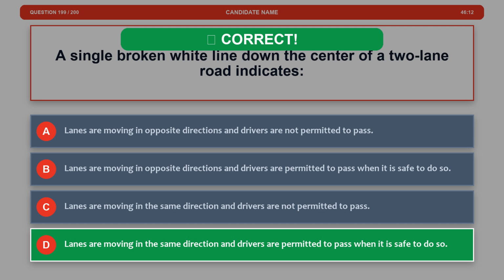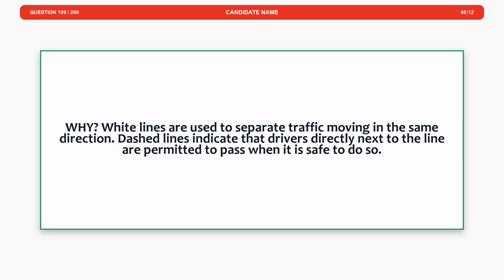The correct answer is option D. Lanes are moving in the same direction and drivers are permitted to pass when it is safe to do so. Explanation: white lines are used to separate traffic moving in the same direction. Dashed lines indicate that drivers directly next to the line are permitted to pass when it is safe to do so.